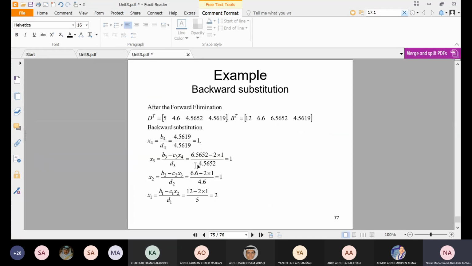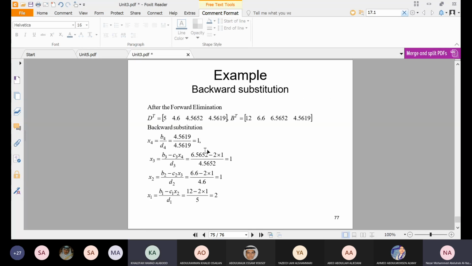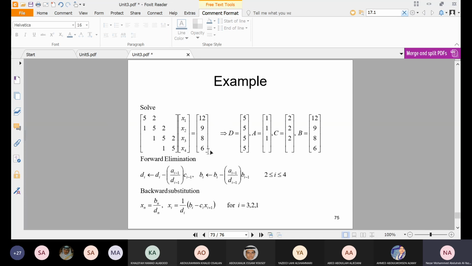Okay, any question here, Yashaba? Doctor, from where do we get C and B? Which one? C. C3, C2. C2? Yes, these C's.